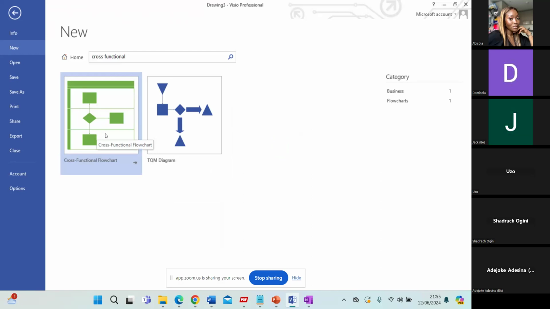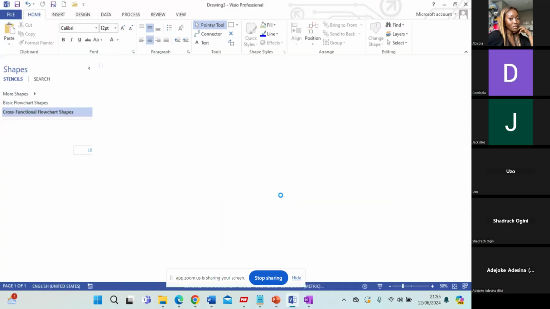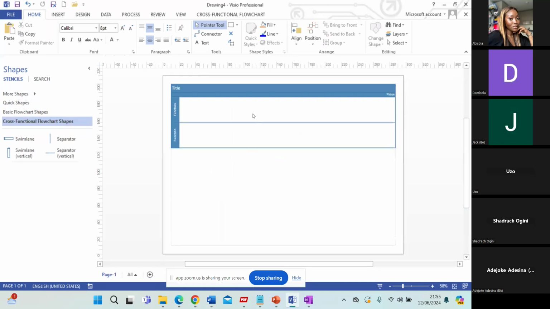Okay, so this is the cross-functional flowchart, and you just click on create, and it's already populated for you. So remember, this is your swim lane. It's called the swim lane diagram. So these are the different swim lanes.